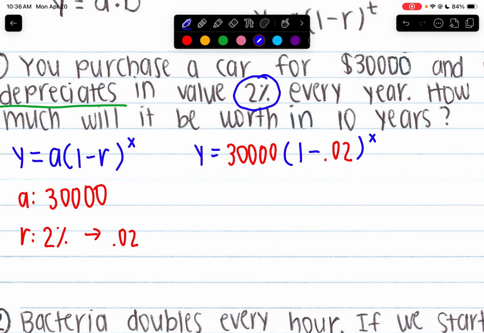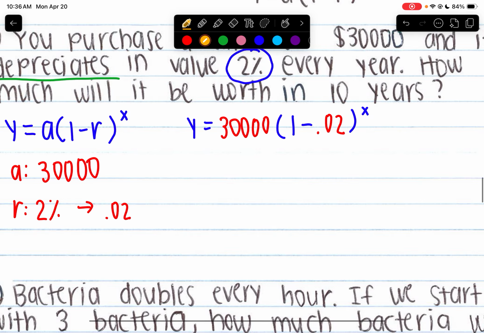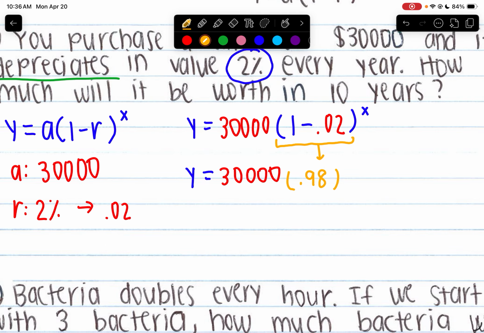Again, either way is fine. Now you want to make this in simplest form, and typically on your STAR exam, it's also going to be similar. It's going to be in simplest form. So I'm going to go ahead and simplify this parentheses set. So that's going to be y equals 30,000 times 0.98 to the power of x. So that's our equation that we have here.